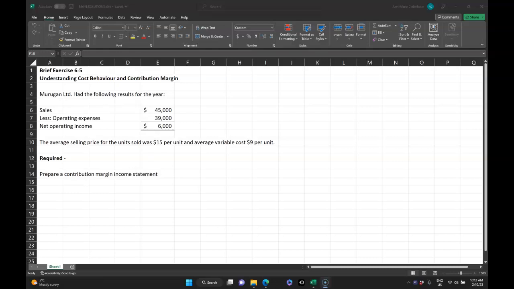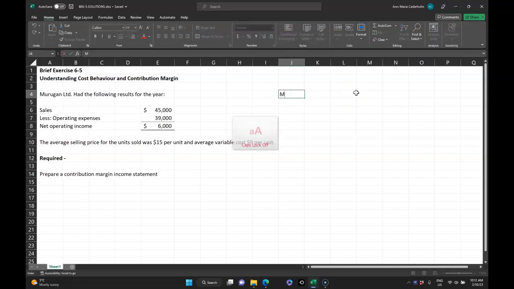In brief exercise 6-5, we're going to put together a contribution margin income statement. So I'll do this in good form. First of all, we want to put the title on it. So we're going to do Murrigan Ltd. And we're just going to call this a contribution margin income statement. And then it's for the year ended. I don't know when the year ended is, so I'll just make it up. I'll just pretend it's December 31st, 2022.